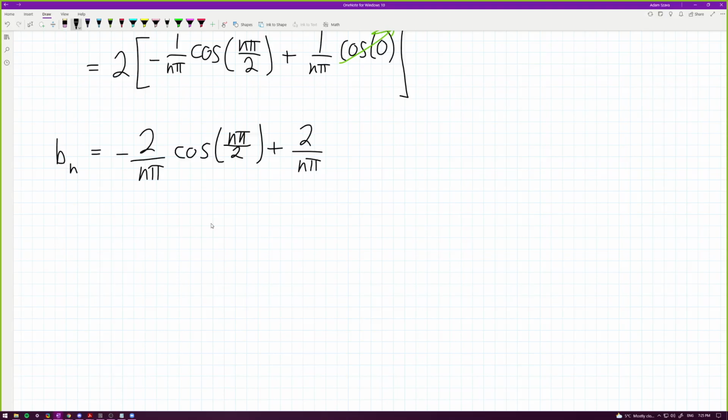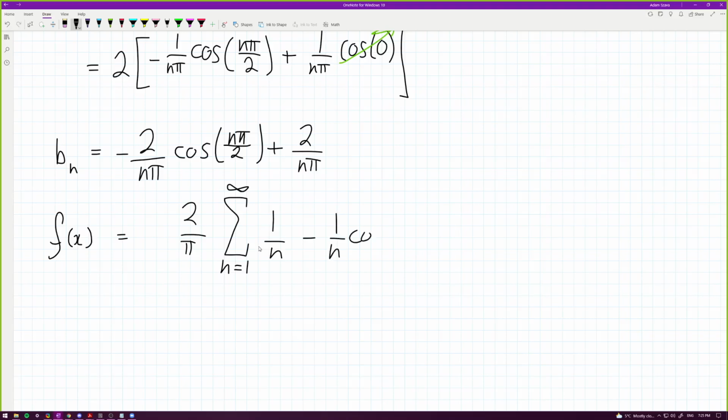Bn is that. And so our function f of x, well, I can just factor out 2 over pi. So it's 2 over pi times the sum, n goes from 1 to infinity, of 1 over n minus 1 over n cosine n pi over 2. And then we want to multiply that by sine n pi x. And there's our series there.